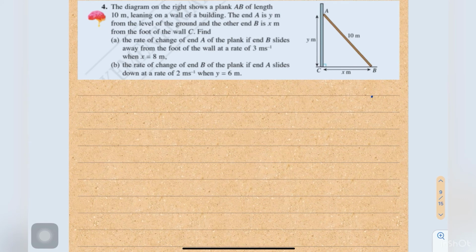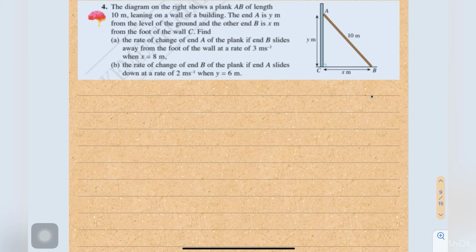Number 4. The diagram on the right shows a plank AB of length 10 meters leaning on a wall of a building. The end A is y meters from the level of the ground and the other end B is x meters from the foot of the wall C. Find the rate of change of y, the end A of the plank, if end B slides away from the foot of the wall at the rate of 3 meters per second when x equals 8.